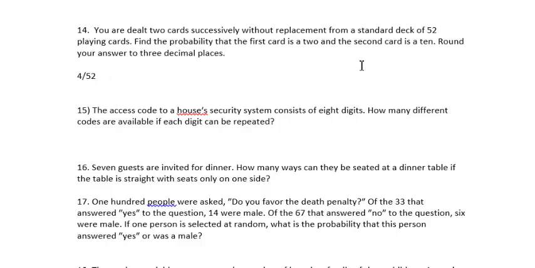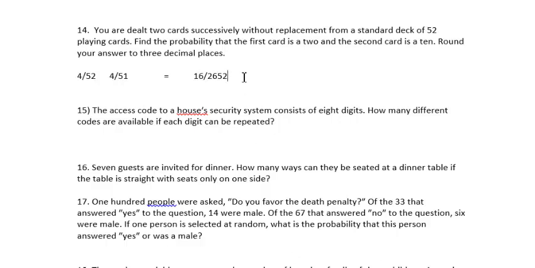So what are the odds of the second time? You have 4 chances out of only 51 cards left. So the probability of these two events happening is the top multiplied by the bottom. Now 4 times 4 is 16, and 51 times 52 equals 2652. So it's 16 divided by 2652.